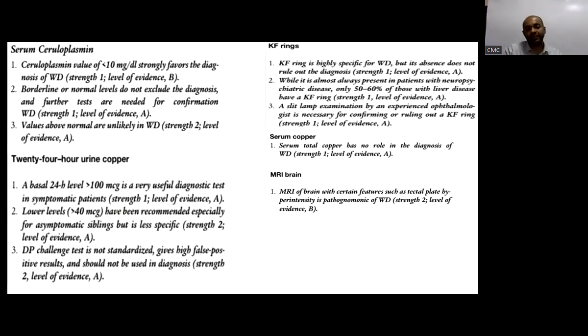So look at evidence: ceruloplasmin less than 10 strongly favors diagnosis. Borderline levels do not exclude diagnosis. 24-hour copper more than 100 is a very useful diagnostic test. In asymptomatic siblings, we can use lower levels; more than 40 can be used for diagnosis. D-penicillamine challenge is no longer used because of the high false positives. Serum total copper has no role in the diagnosis of Wilson disease.